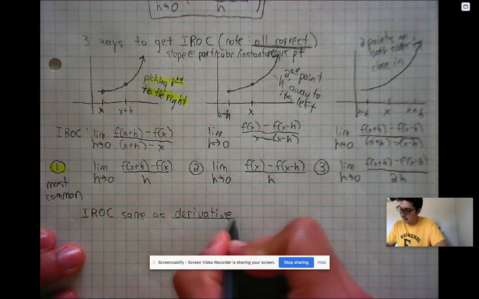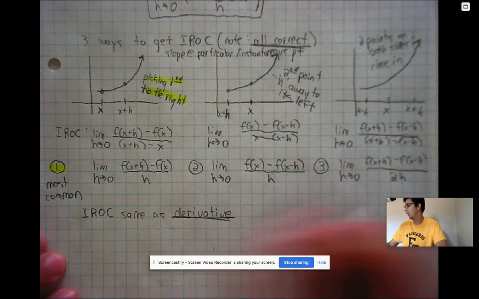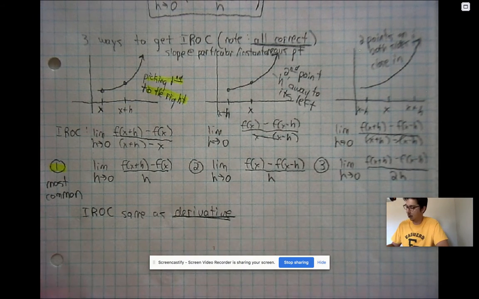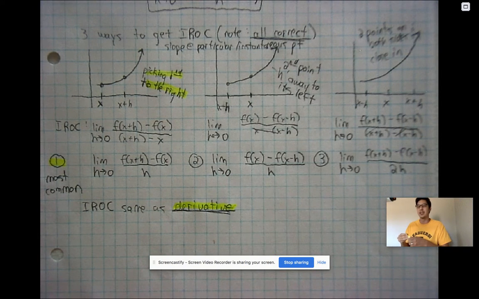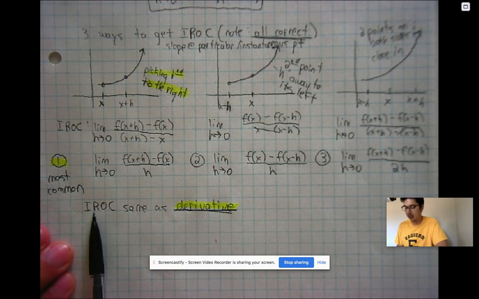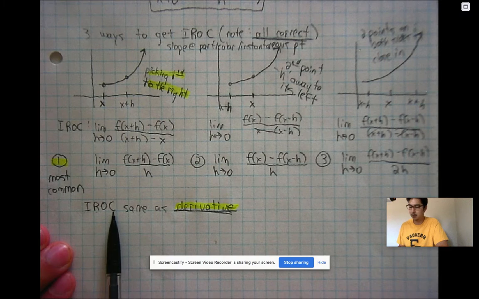And that word right there, derivative, is a big word that pretty much is what you'll be seeing mostly in this course moving forward, rather than IROC. They're not going to say find the instantaneous rate of change. Sometimes they'll say find the derivative. And derivative is just the same thing as the instantaneous rate of change, right?